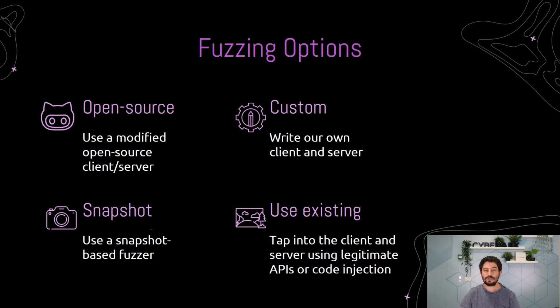Finally, we had the option of what we call living off the land, basically tapping into some existing solution and using exported APIs or code injection to send our messages. And eventually what we chose to go for is, for the client case, we used an existing solution. And the reason for that is that the server side of Microsoft's RDP allows very convenient APIs to send messages to the client. And for fuzzing the server side, we used an open source solution, namely we modified FreeRDP.